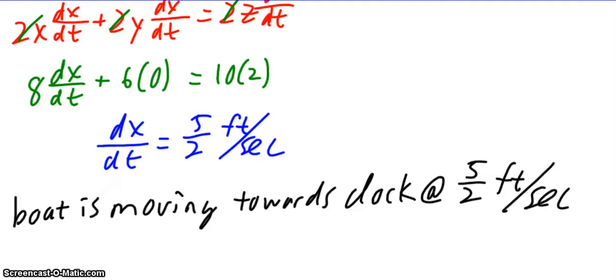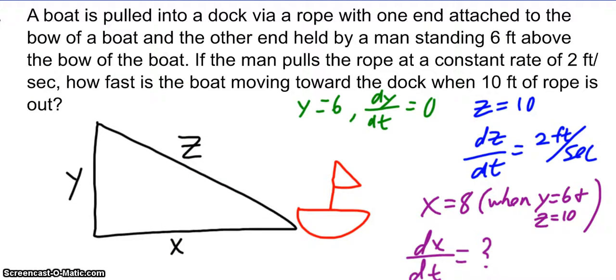Alright, so the boat is moving towards the dock at 5/2 feet per second. So how do we come up with that? Alright, well here's the picture I drew, here's my boat. X is the distance from the boat to the dock.